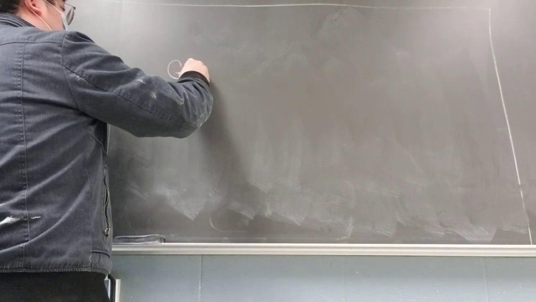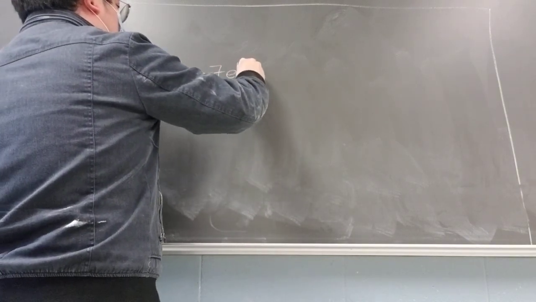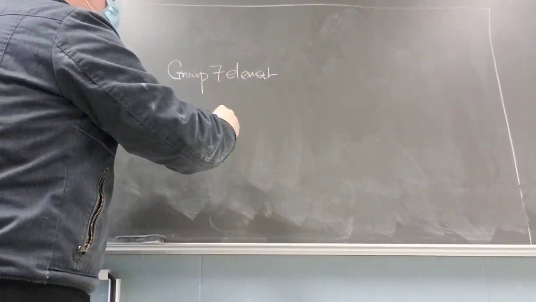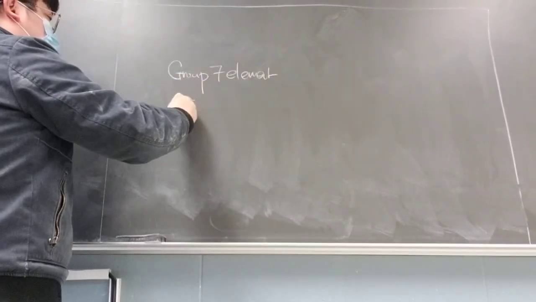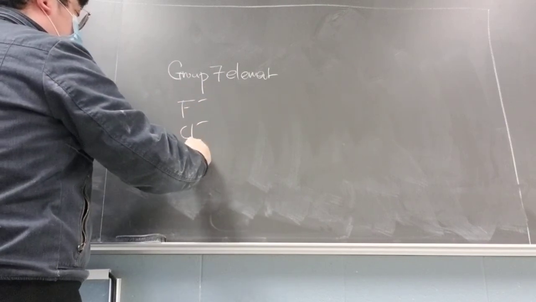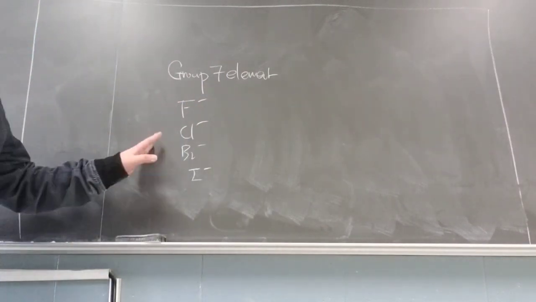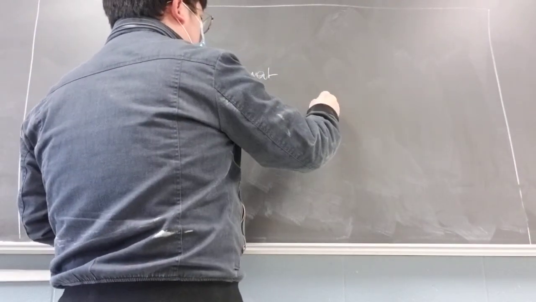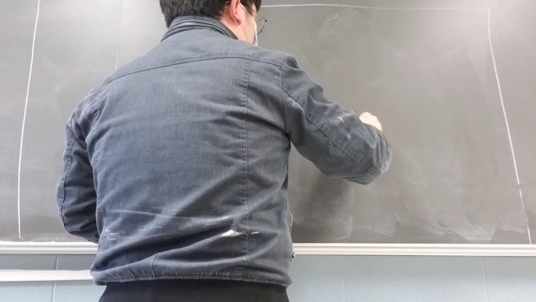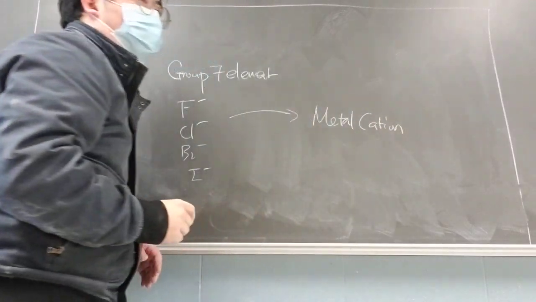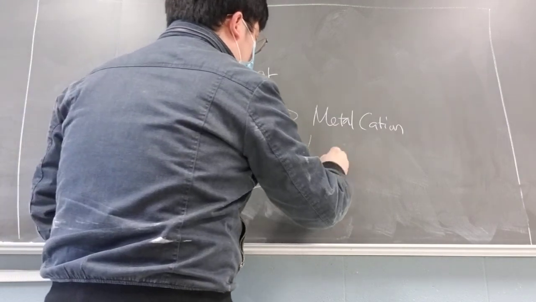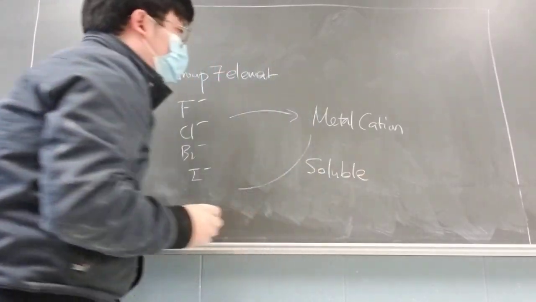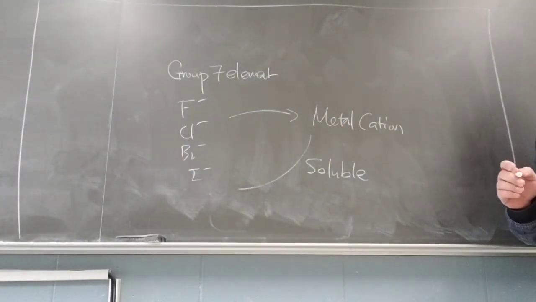And then there's another thing I can tell you: whenever you have a group seven, and this is where you can find chlorine, bromine, iodine over here, right? Those are the ones that also pair up with any metal cation. They tend to be soluble in water. Okay? But this is kind of unique, because there are a few exceptions here.